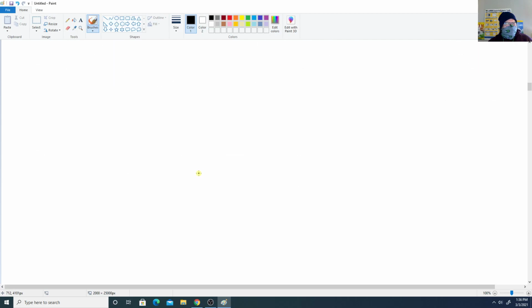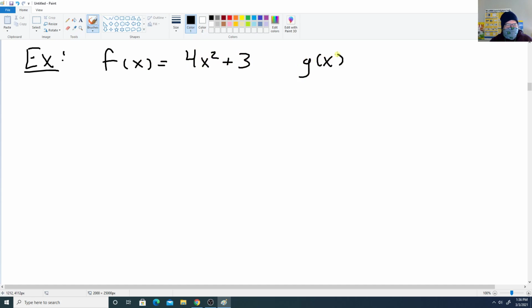All right, so next example. What if we have numbers? Say f of x is equal to 4x squared plus 3. And let's say g of x is equal to 1 over x plus 4.